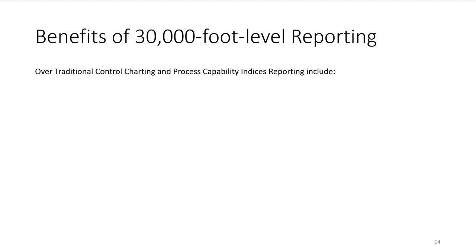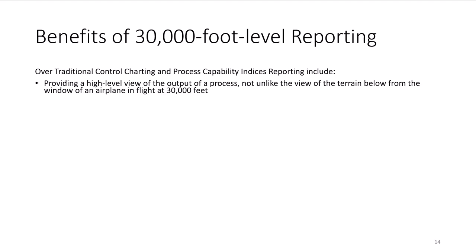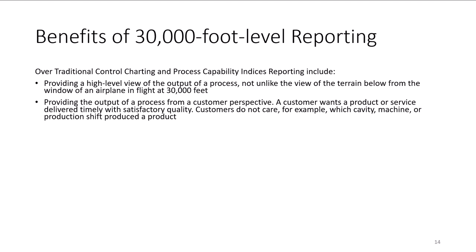The benefits of 30,000 foot level over traditional control charting of process capability reporting include providing a high-level view of the output of a process, not unlike the view of the terrain below from the window of an airplane in flight at 30,000 feet. Providing the output of a process from a customer perspective. A customer wants a product or service delivered timely with satisfactory quality. Customers do not care, for example, which cavity machine or production shift produced the product.